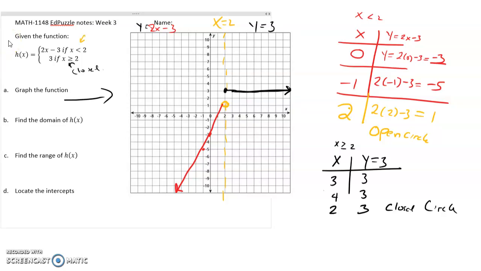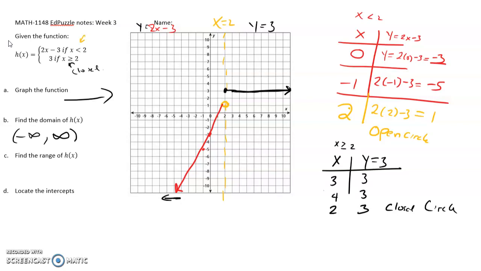There's my piecewise function. It says find the domain. Remember, domain are the x values. As I go left to right, I know that my domain is going to start out here at negative infinity, because this arrow right here tells me that it's going to be going to the left forever. And I follow along. Even though I have an open circle right here, the graph jumps up right here and heads to the right forever. So this domain is going to be from negative infinity to infinity.